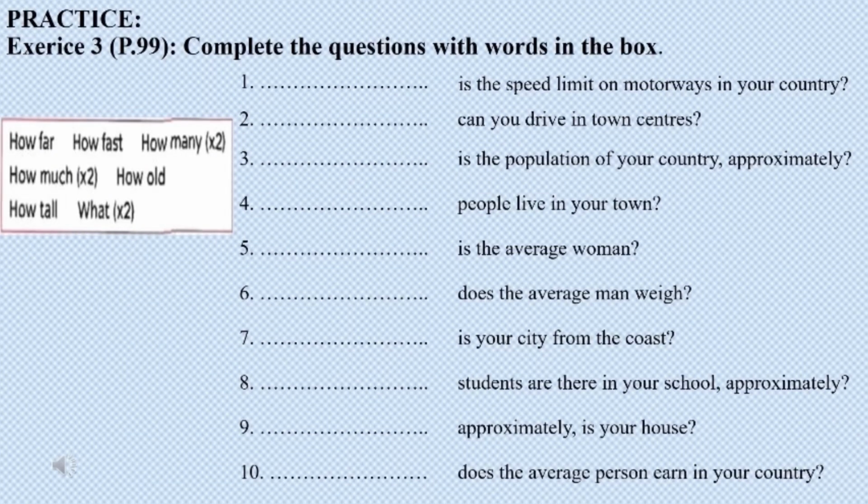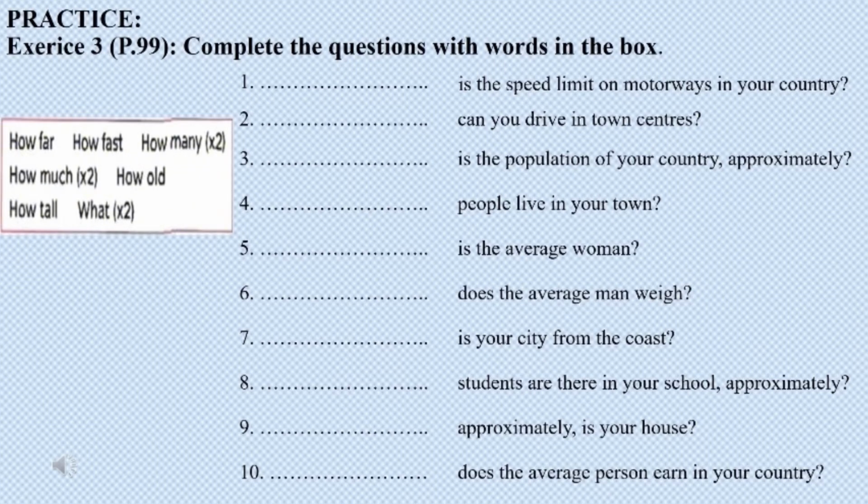Let's move on to exercise 3. The goal is to complete the questions using the words provided in the box. Look at the box. We have several words. How far, how fast, how many, how much, how old, how tall, and what.